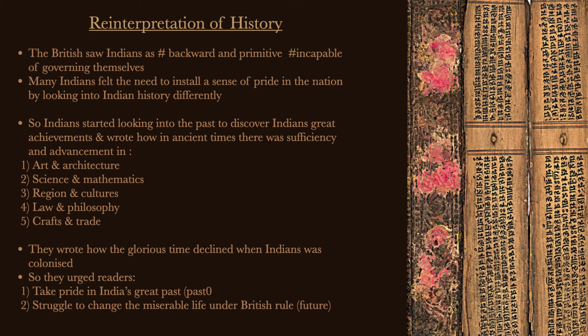We shall now discuss the last phase, that is, the reinterpretation of Indian history. The British saw Indians as backward and primitive, incapable of governing ourselves. Many Indians felt the need to instill a sense of pride in the nation by looking into Indian history differently. So Indians started looking into the past to discover India's great achievements, and wrote how in ancient times there was sufficiency and advancement in art, architecture, science, mathematics, religion, culture, law, philosophy, crafts, and trade. They wrote how the glorious time declined when India was colonized. So they urged readers to take pride in India's great past and struggle to change the miserable life under the British rule.